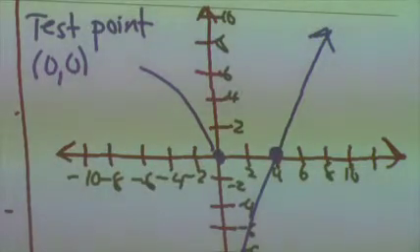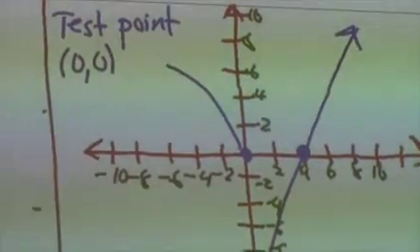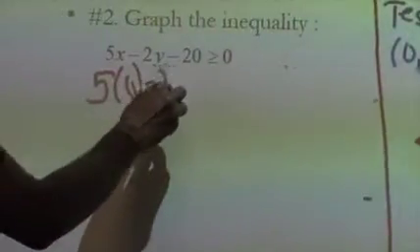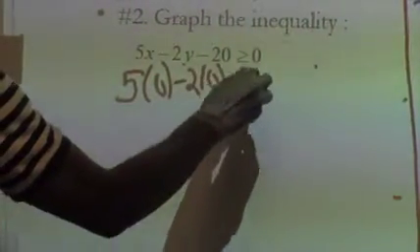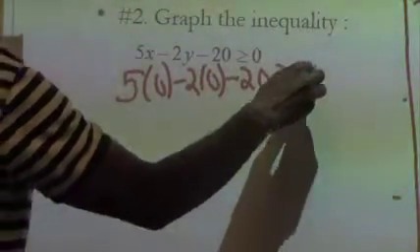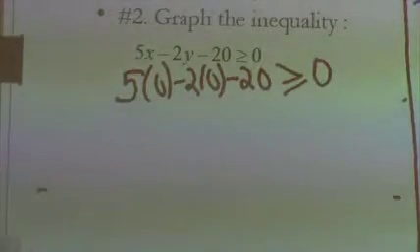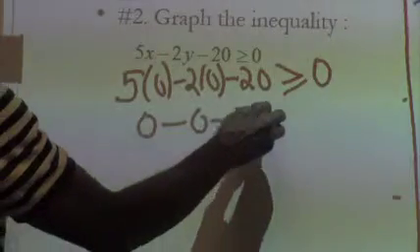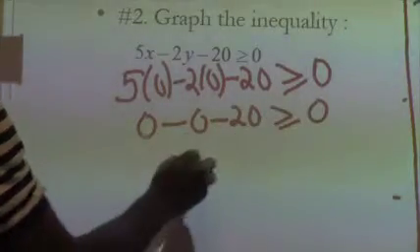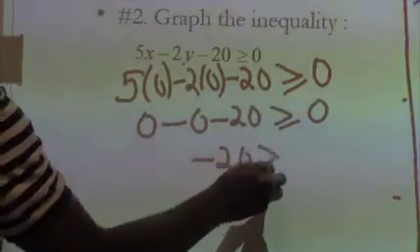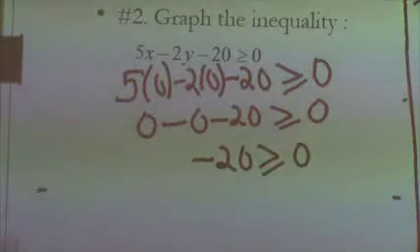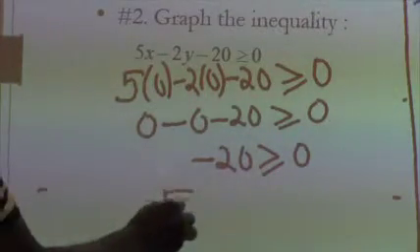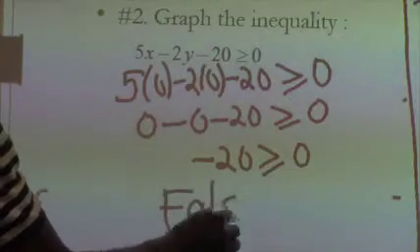So for my test point, I'm using this 5, my x is 0, minus 2 times 0, minus 20. I want to see whether that's going to be greater than or equal to 0. 5 times 0 is 0, 2 times 0 is 0, minus 20. So now I'm left with negative 20 is greater than or equal to 0. This is false because negative 20 is actually less than 0.